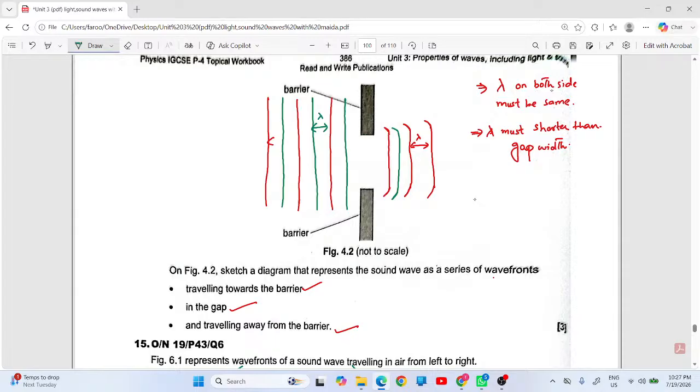So the wavelength on both sides must be the same. One point to remember: lambda must be shorter than the gap width. I drew this to show that this one is the gap width, so the distance between the two wavefronts must be shorter than the gap width.